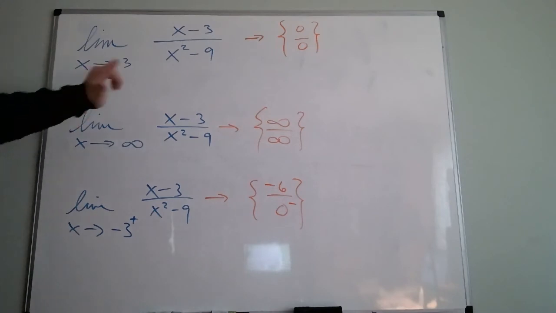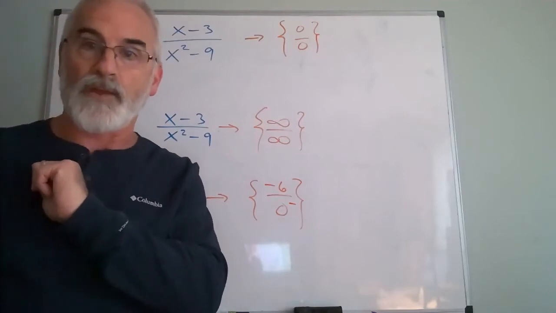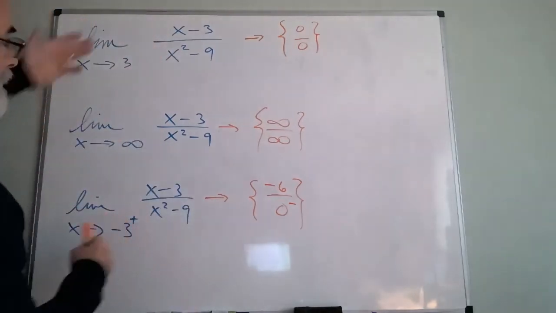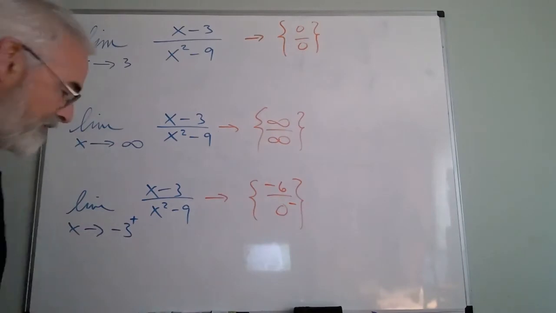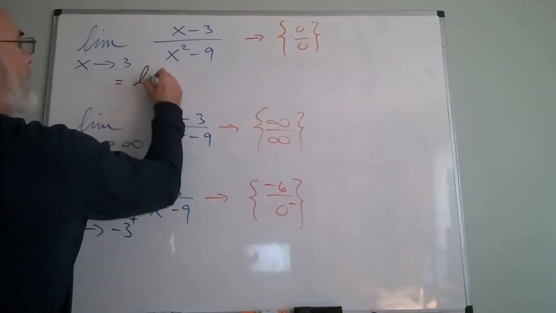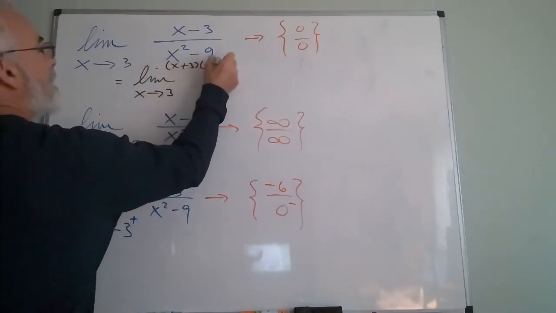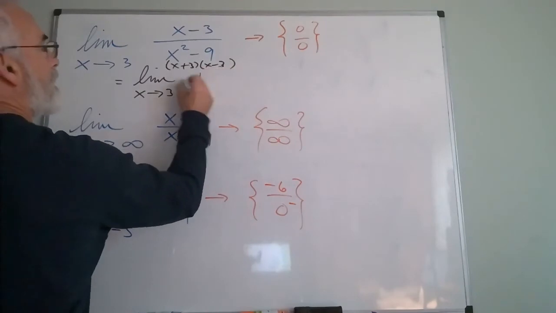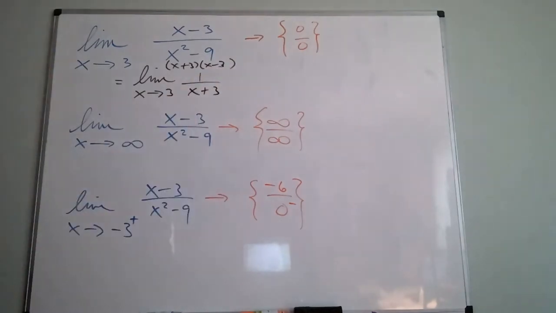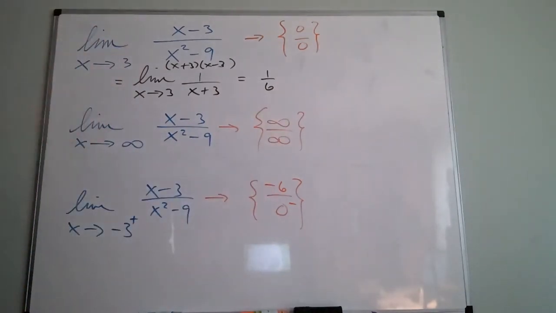Yikes. I have 3 very different problems here, don't I? Very different. In the first case, we have the indeterminate form 0 over 0, which means factor and cancel would be the right way to go. And in fact, I can factor and cancel on each of these if you choose. There would be nothing wrong with that. But in the first case, because the denominator here is x plus 3 times x minus 3, this is going to be the limit of 1 over x plus 3. As x approaches 3, that limit is 1/6.